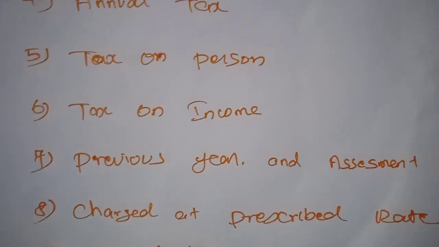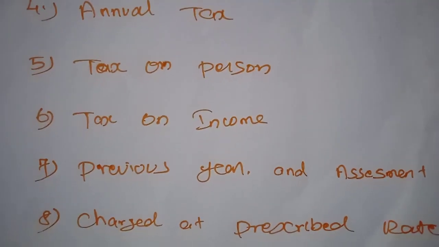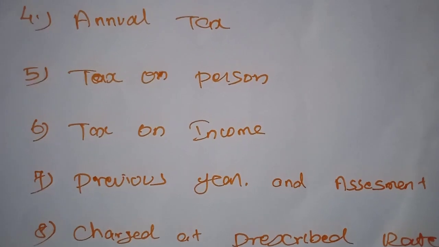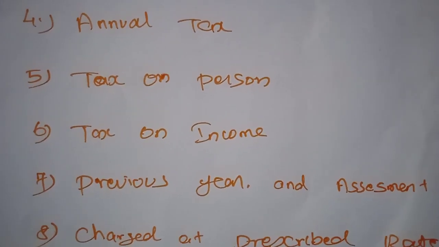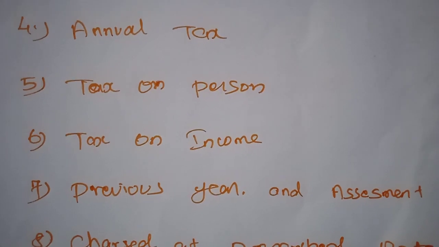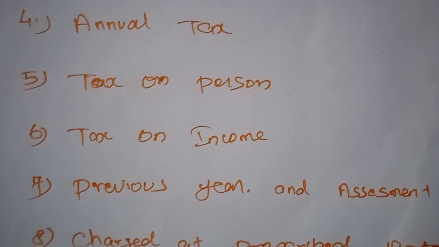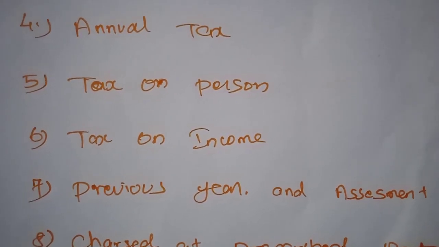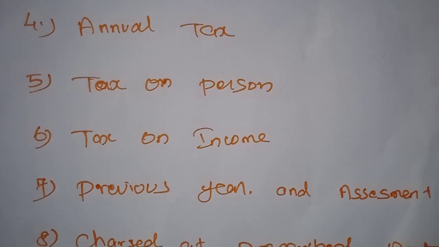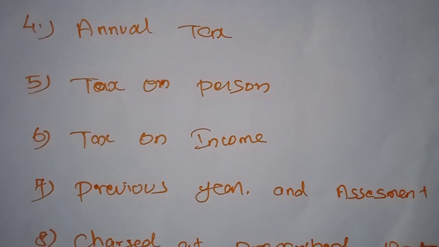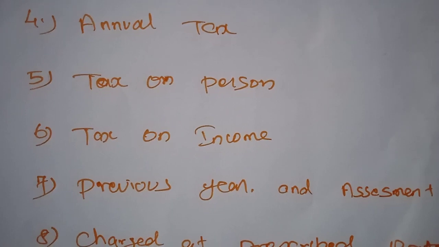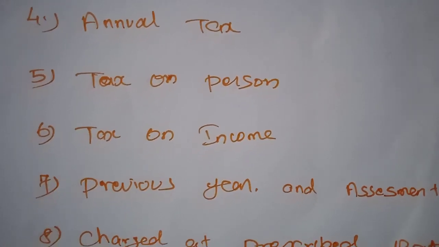Next, tax on income. So it is a tax on income. The income tax is a tax on income. The Income Tax Act has defined the term income and it includes salary income, house property income, business and professional income, capital gains, and other sources of income.